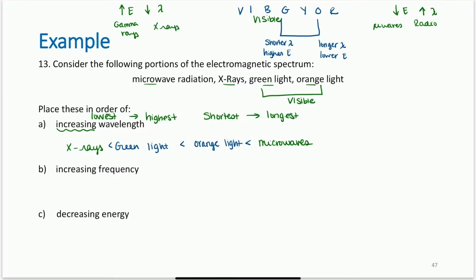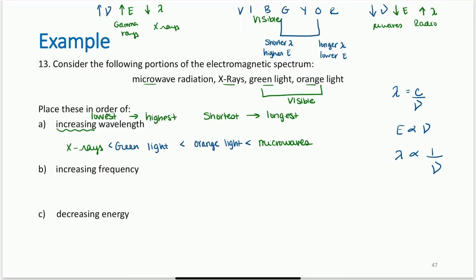What about increasing frequency? Lambda is equal to c over nu. They're inversely proportional. Energy is proportional to frequency, but lambda is proportional to the inverse of your frequency, meaning that as energy increases, your frequency also increases. As energy decreases, your frequency also decreases. So if I want to increase the frequency, this will go the opposite direction. I want the lowest frequency to the highest frequency.